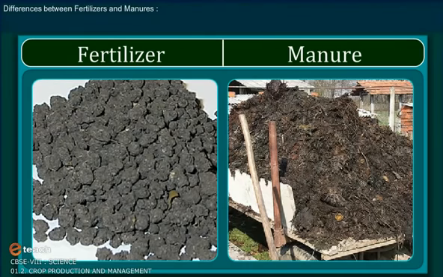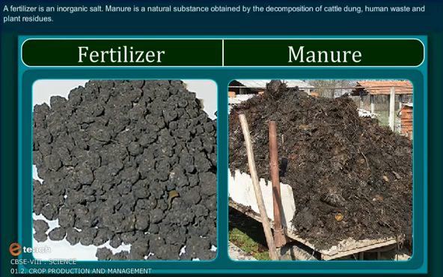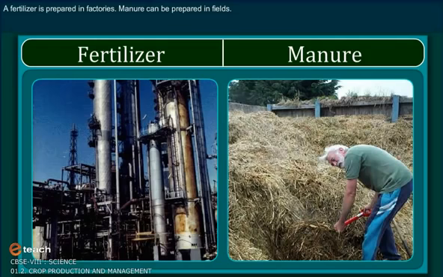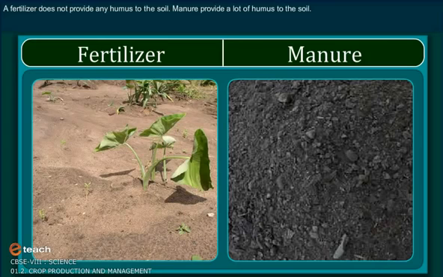Difference between fertilizers and manure. A fertilizer is an inorganic salt. Manure is a natural substance obtained by the decomposition of cattle dung, human waste, and plant residues. A fertilizer is prepared in factories. Manure can be prepared in the fields. A fertilizer does not provide any humus to the soil. Manure provides a lot of humus to the soil.